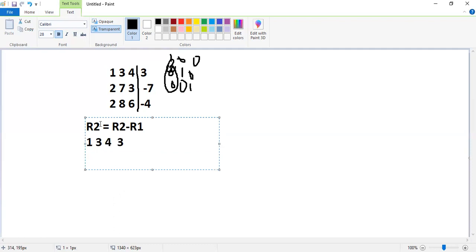We come to row 2, so row 2 will change. We are saying subtract row 1 from row 2. So 2 minus 2 gives us what? 0, right? Then 7 minus 8 will give us what? -1. Then 3 minus 6 will give us what? -3, right? Then -7 minus 4.